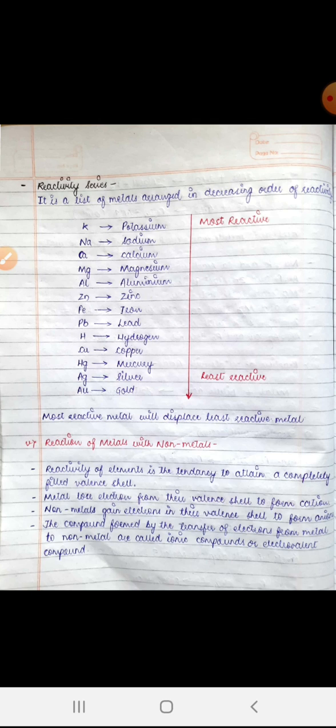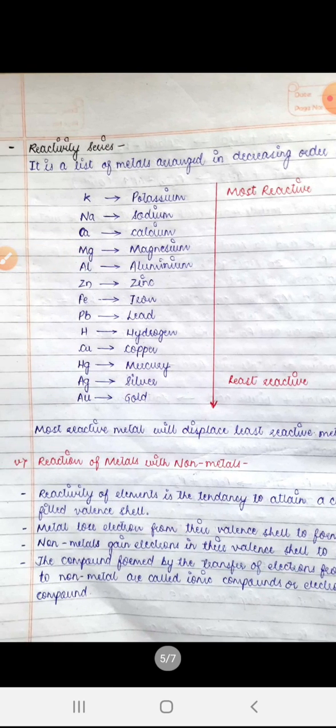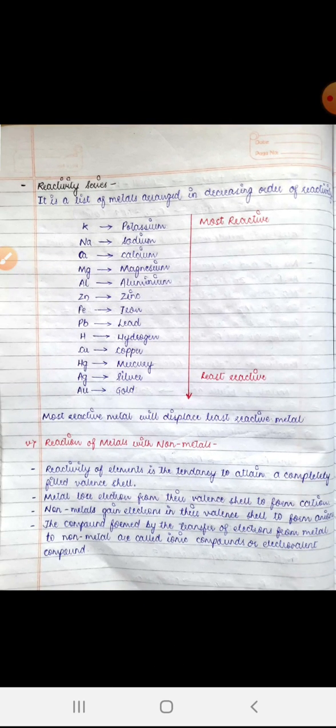Okay. So now see, the fifth property is reactions of metals with non-metals. As we have seen the reactions of acids with bases, in the same manner we are going to see the reactions of metals with non-metals. In the reaction of metals with non-metals, there are a few points which we have to discuss first, and after that we are going to see the reaction. So the first point is: reactivity of an element is the tendency to attain a completely filled valence shell. Yes, we know that elements react with each other, or elements form molecules, to stabilize themselves or to attain a completely filled valence shell.